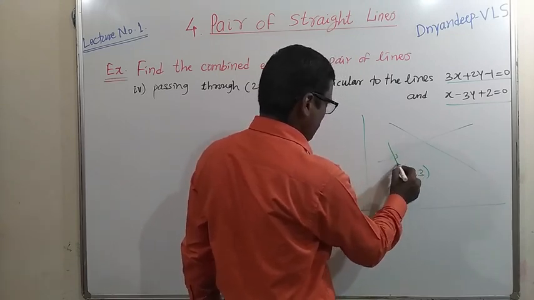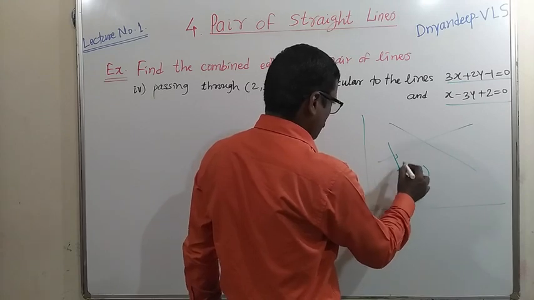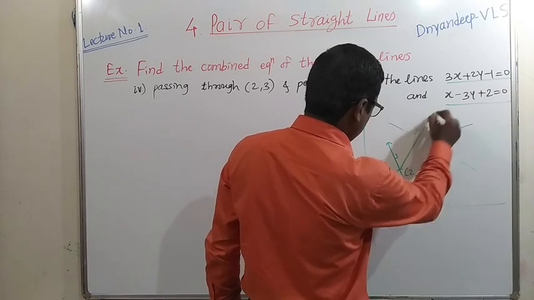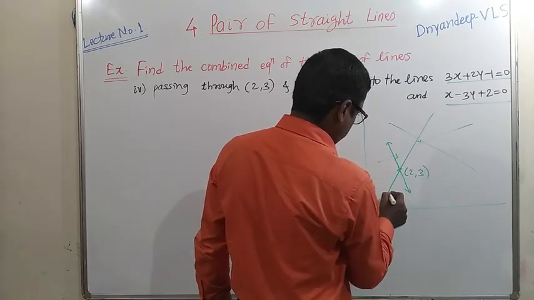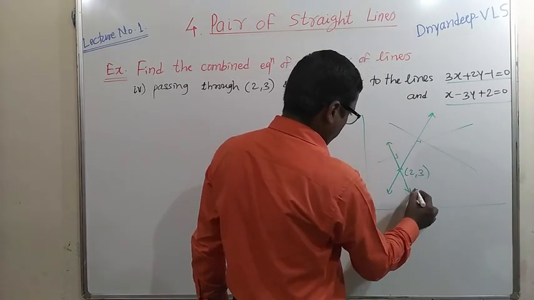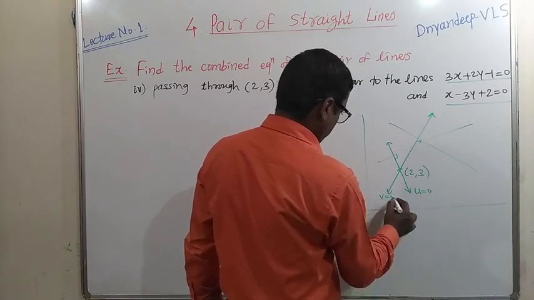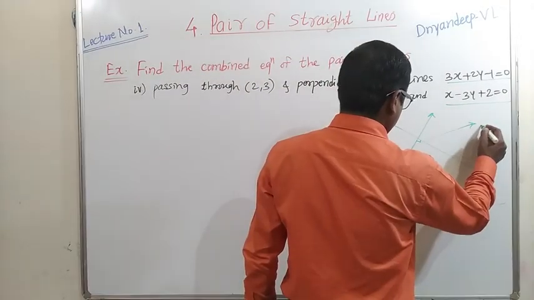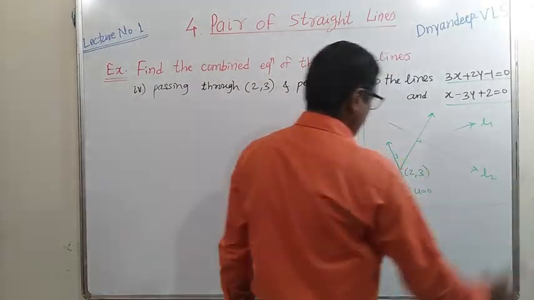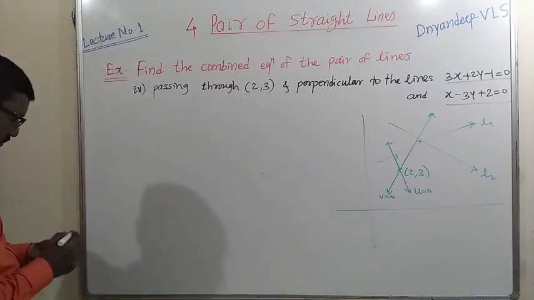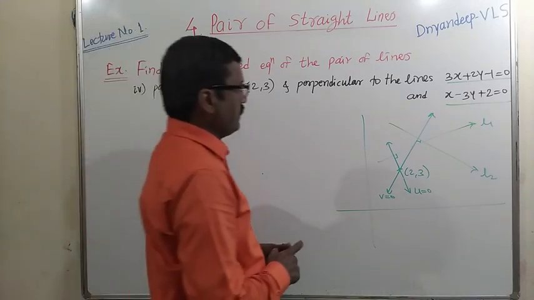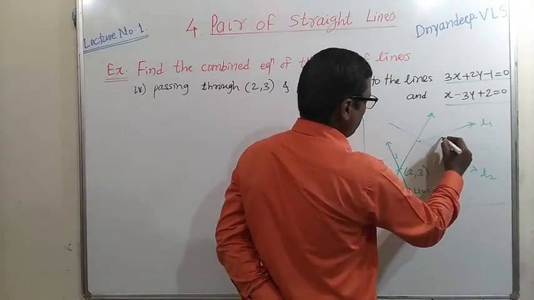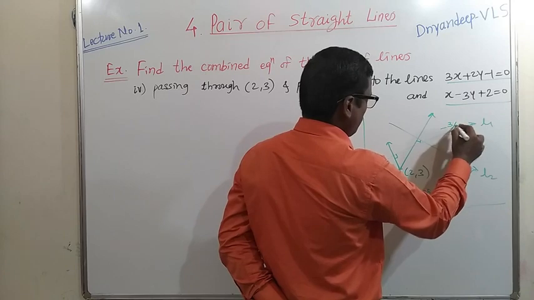So this is one line which is passing through 2, 3 and perpendicular to this. Also there is another line passing through this and perpendicular to this. So these are our required u equal to 0 and v equal to 0. Okay, and these are our given lines L1 and suppose L2. So those two lines are given. What to do now? Here the line L1 is given as this. From this given line, we can write the slope of that line, that is minus 3 by 2.